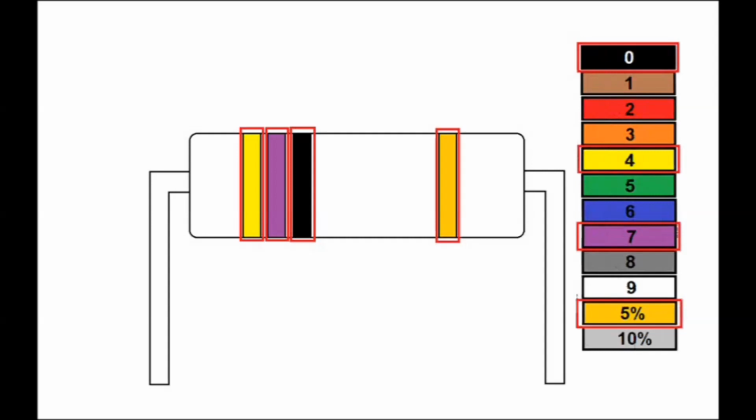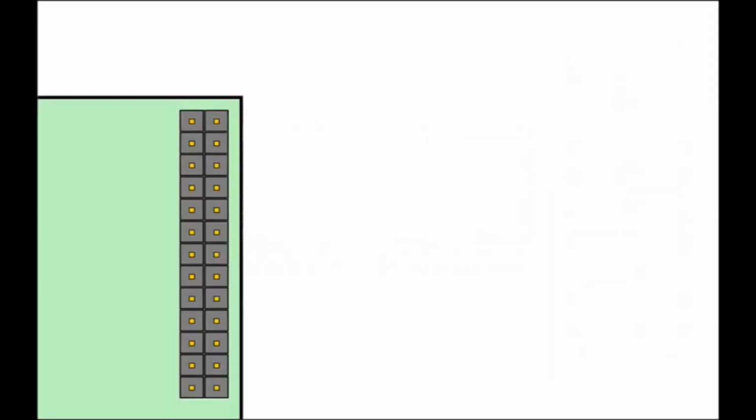The fourth band is the tolerance band. A gold band shows that the resistor has a tolerance of 5%, which means the actual value will be 5% above or below 47 ohms. The circuit is wired up as follows. It is important to ensure the Raspberry Pi is powered off when connecting cables to the GPIO header.